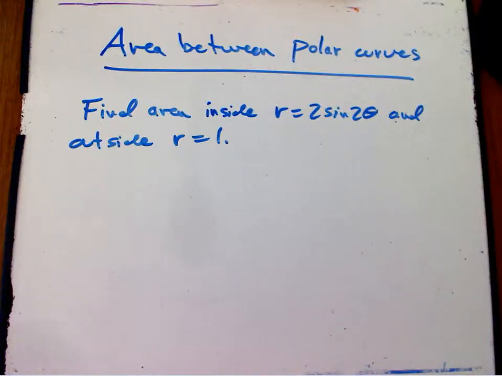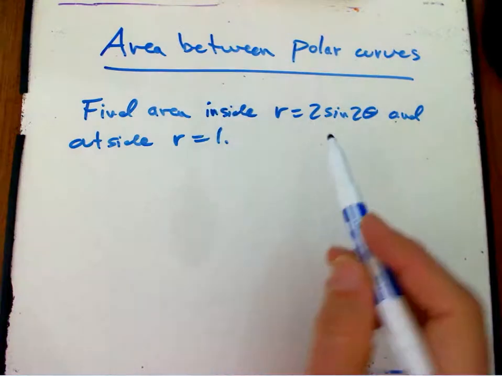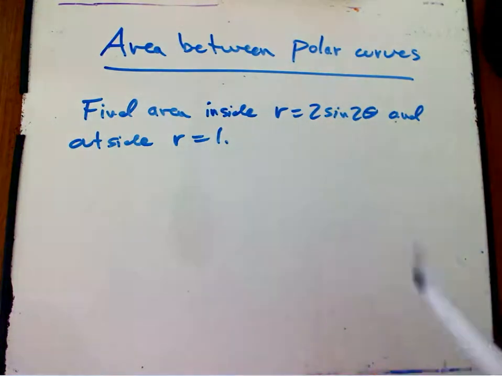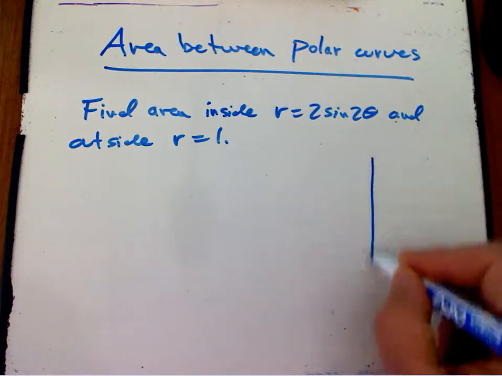For a little more complicated example of area in polar, we're going to look at the area between two polar curves. Not going to make it super complicated, but we want to find the area inside r equals 2 sine 2 theta and outside r equals 1.